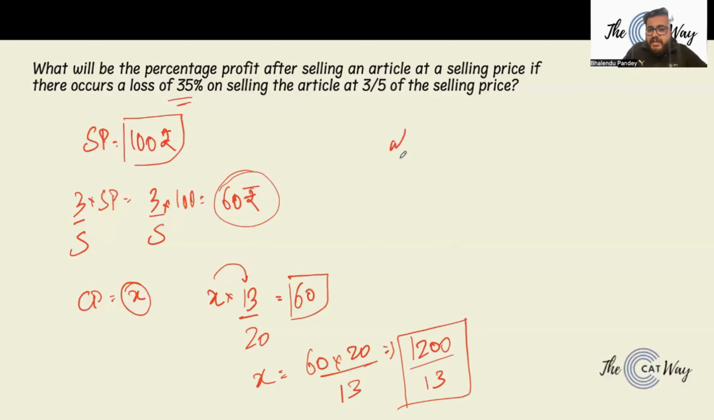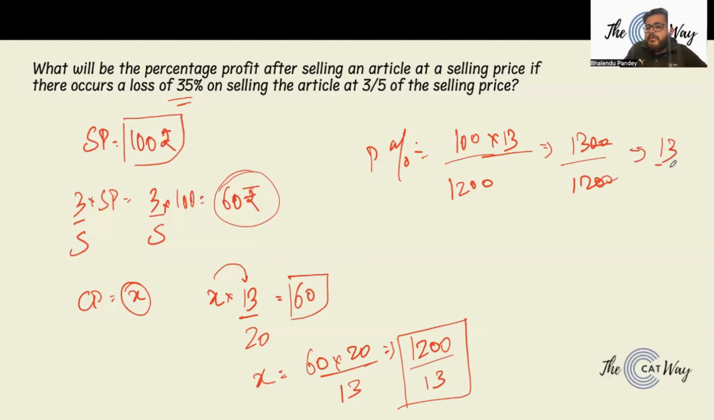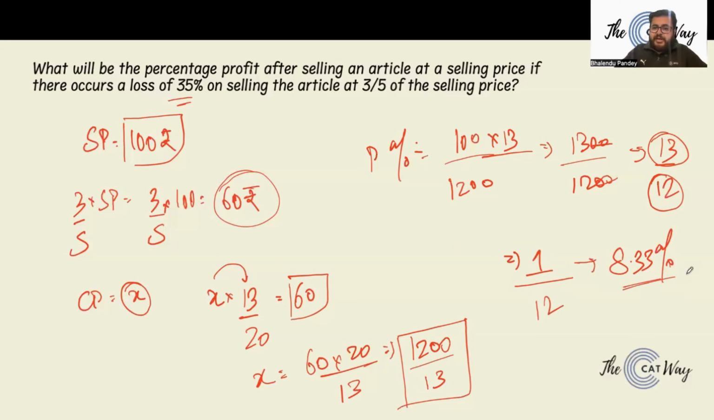Now profit percentage is calculated by what? SP by CP. So SP divided by CP, that is 100 multiplied by 13 divided by 1200. So what do you get? 1300 divided by 1200. Zeros are gone. 13 by 12. So the initial value is 12, the final value is 13. So I get a profit of 1 by 12. A profit of 1 by 12 simply depicts an 8.33% profit. Right? So that is what we have as the correct answer.